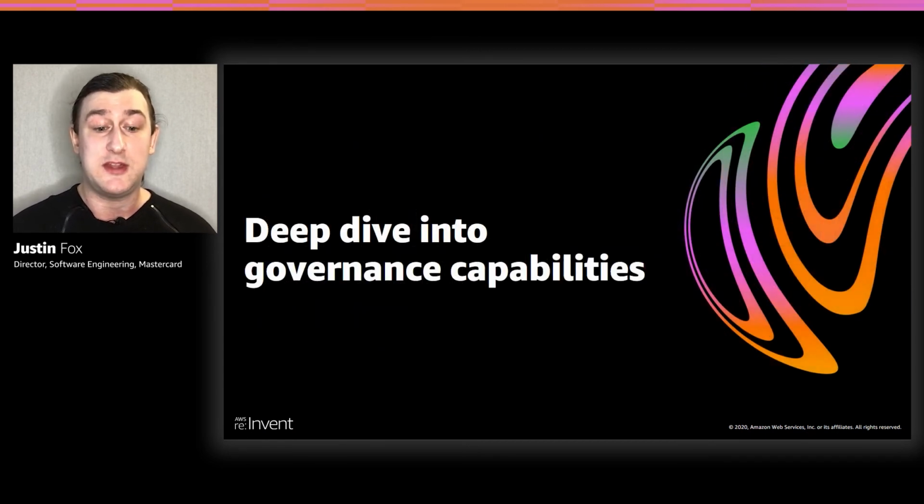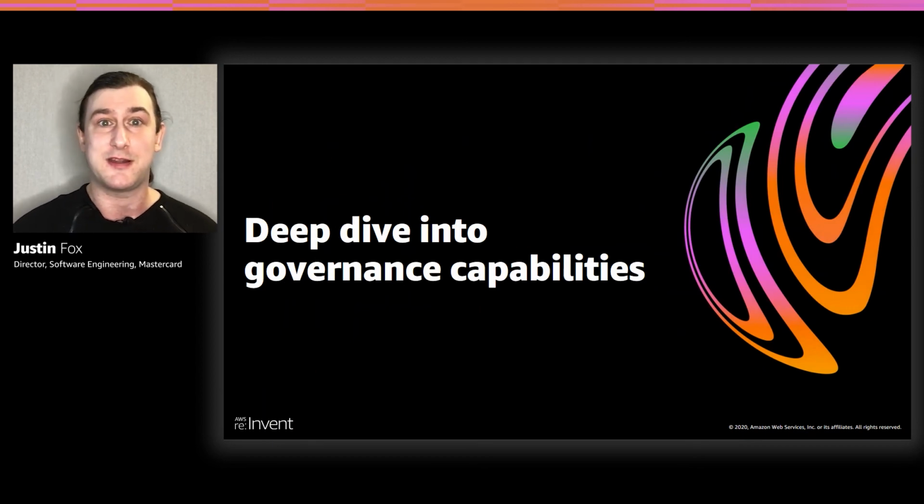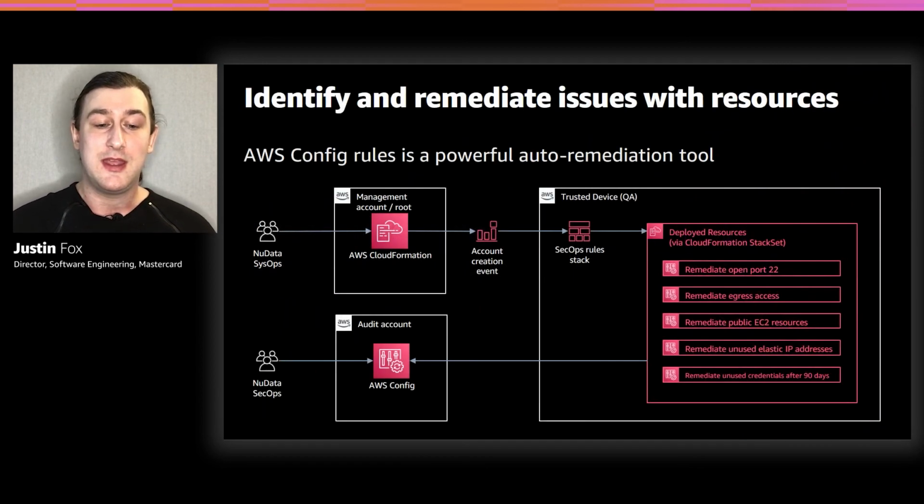Now let's take a moment to deep dive into some of the more governance topics. One of the favorite and almost understated services that AWS provides is AWS Config with AWS Config rules. It's really easy to write a rule that will identify any type of criteria that you would like, backed by Lambda, and even remediate those issues.